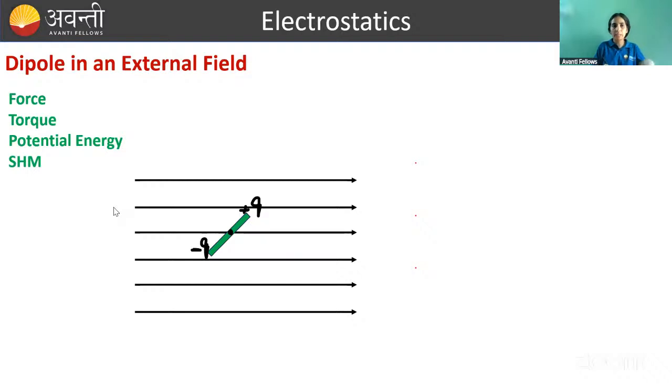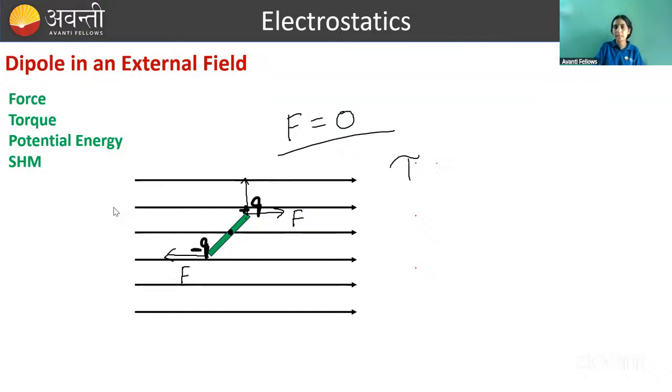Now force, torque and potential energy and SHM. So let's have a look over it. Whenever you place a dipole in a uniform electric field, that is, if the electric field value is the same throughout the space, then whatever force is acting on the positive charge, the same amount of force will act on the negative charge in the opposite direction, and that is why the net force acting is zero if kept in a uniform field. If it is a non-uniform field, the electric field will be different here, so the force is different, and there it is also different, so the net force is non-zero. But in a uniform field it will be zero.